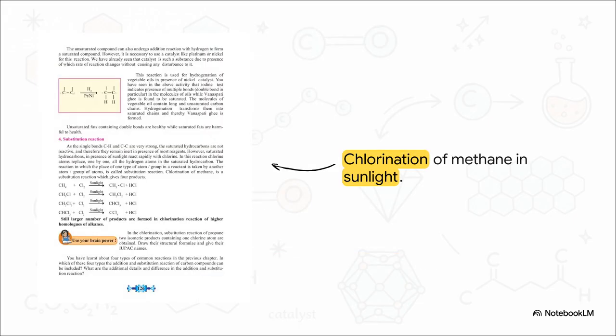On the flip side, let's look at substitution reactions. Saturated hydrocarbons have very strong single bonds, so they're usually quite inert. They really don't like to react with things. But if you put them in direct sunlight, boom!